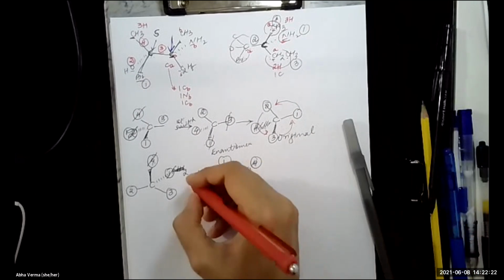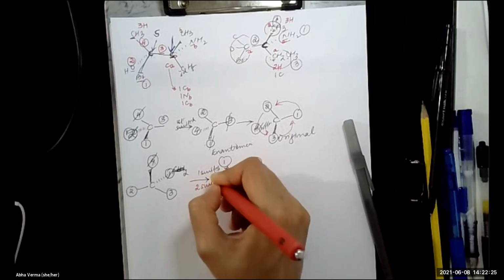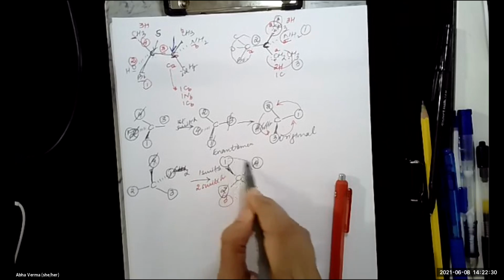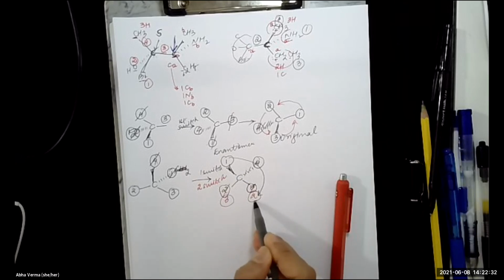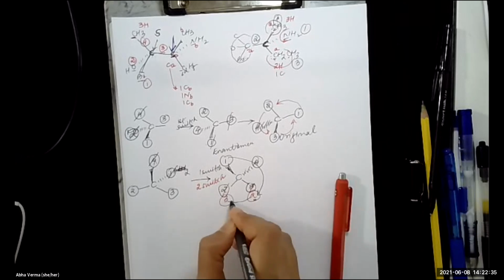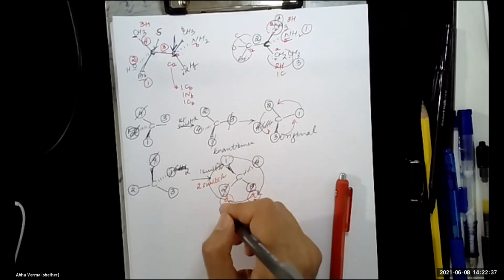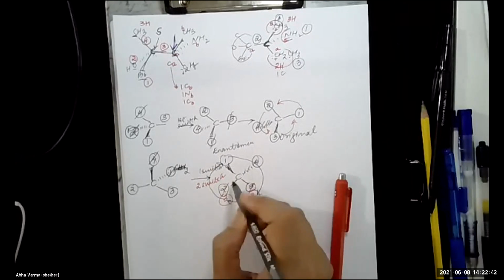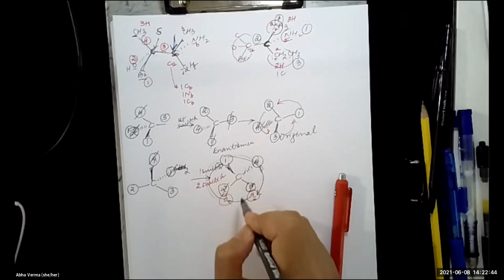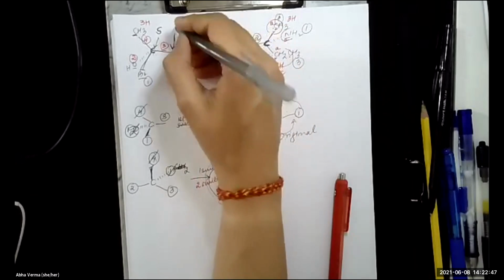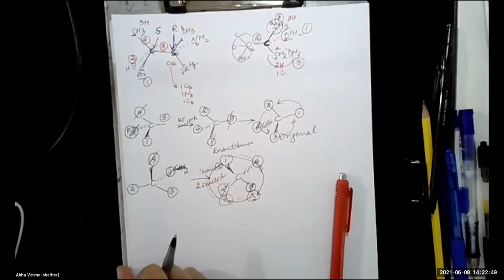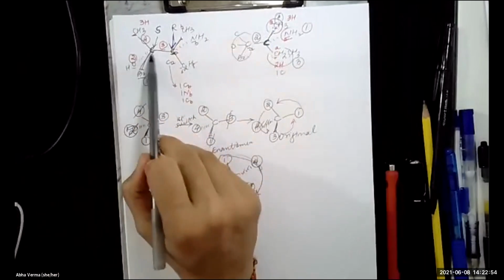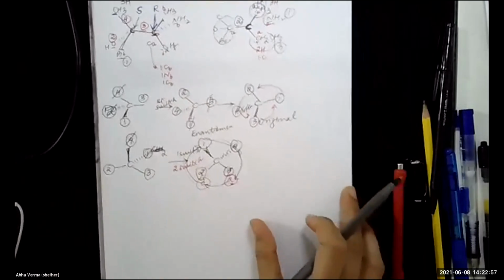So when did I do my second switch? This is my second switch with my red pen. 1 goes to 2. Remember, this is my new 2. Goes to 3, goes to 1. What is the kind of rotation that I'm seeing here? I'm seeing a clockwise motion. So this carbon is R. Very good.